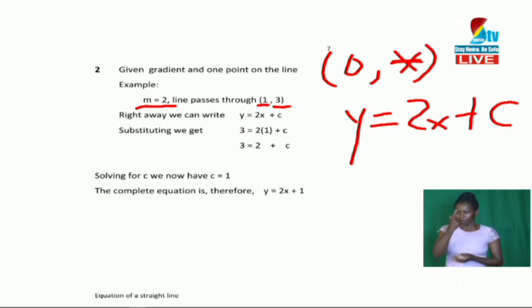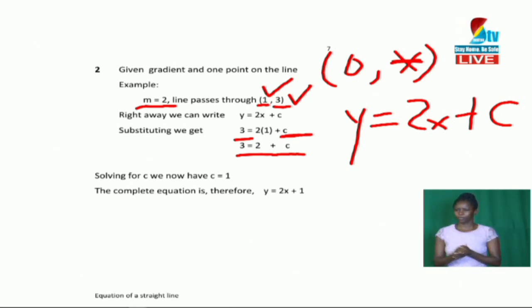So now we can substitute in our equation. y, which is 3, goes there. It is equal to 2 times x, here is the 2, multiplying an x which is 1, and then plus the unknown quantity c. When we work this out, 3 is equal to 2 plus c, and solving for c, we find that c is equal to 1.